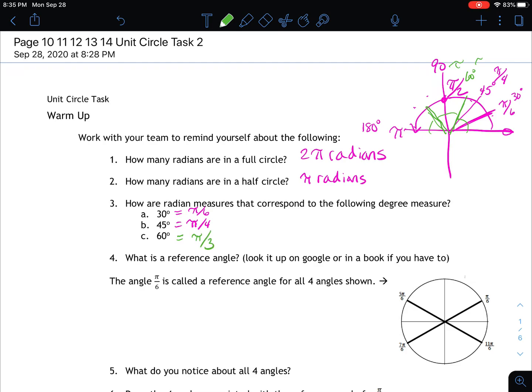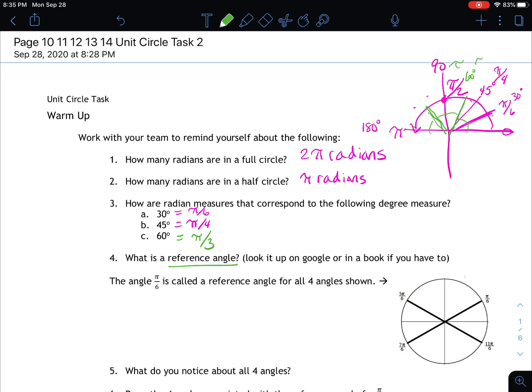Pi over 3. Okay. So those are the angles, 30, 45, and 60, in our special right triangles. And of course, a 90 degree angle as well. Okay, what is a reference angle? So let's go ahead.